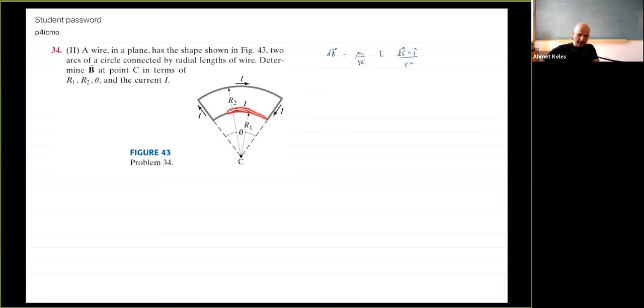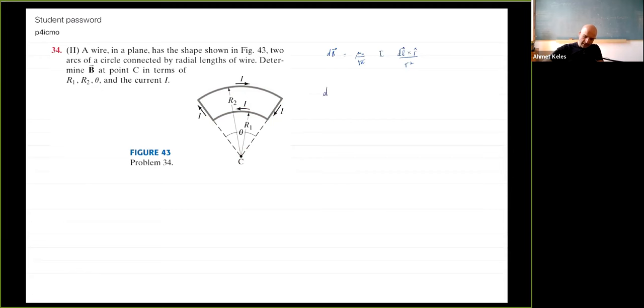For this point, I think first let's determine the direction. So I just use the right-hand rule. So this one is out of page. I just use the right-hand rule here. This one is into the page. So this total magnetic field is going to be this minus this.